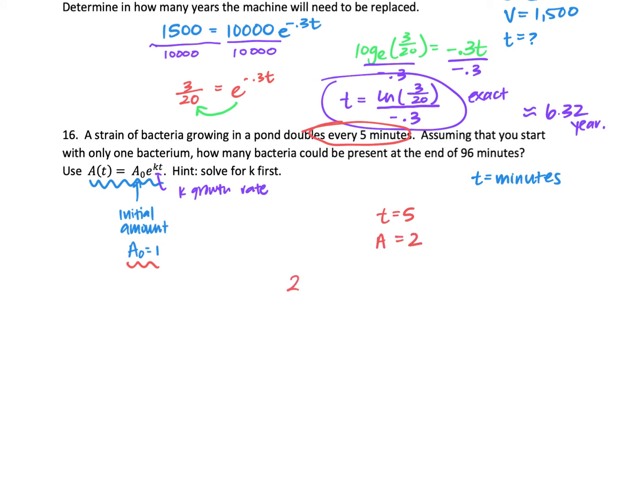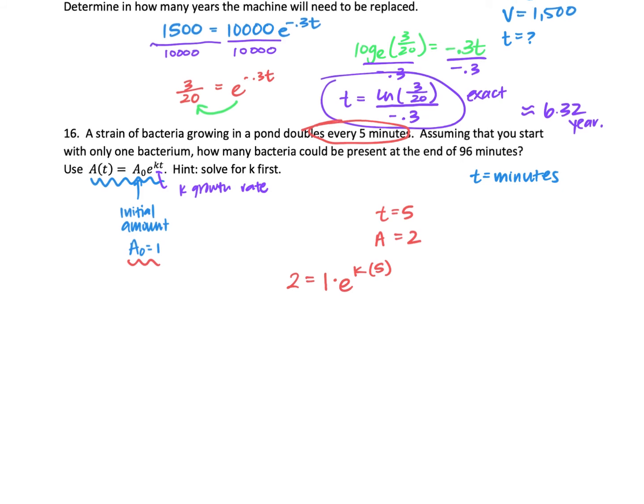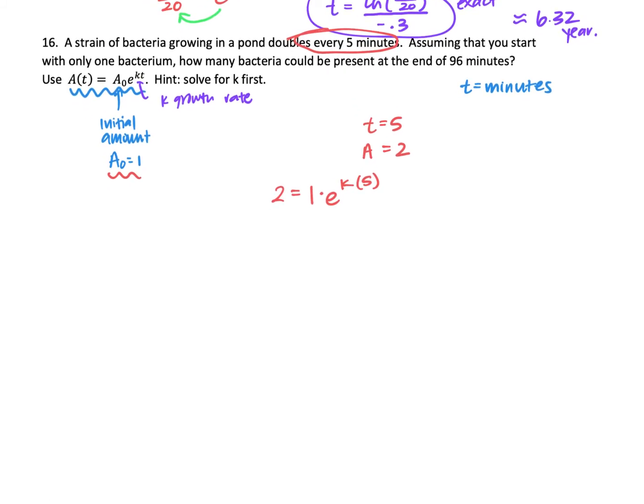Plugging in what I know, I have 2 is equal to A naught, which is 1, times e to the power of k times t, which is 5. And now I can use this to solve for that growth rate. Dividing both sides by 1 is just going to leave me with a 2. So I have 2 is equal to e to the power of 5k. Switching into log form is going to allow me to drop down that power of 5k. I'm left with the natural log of 2 on the left-hand side. Divide both sides by 5.